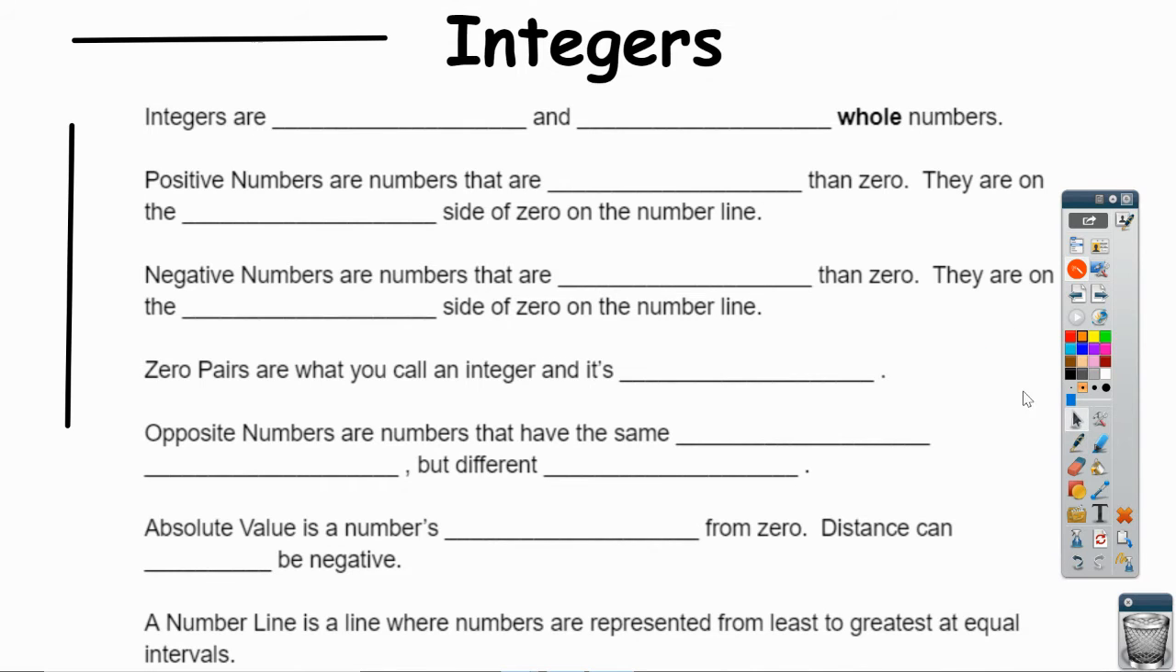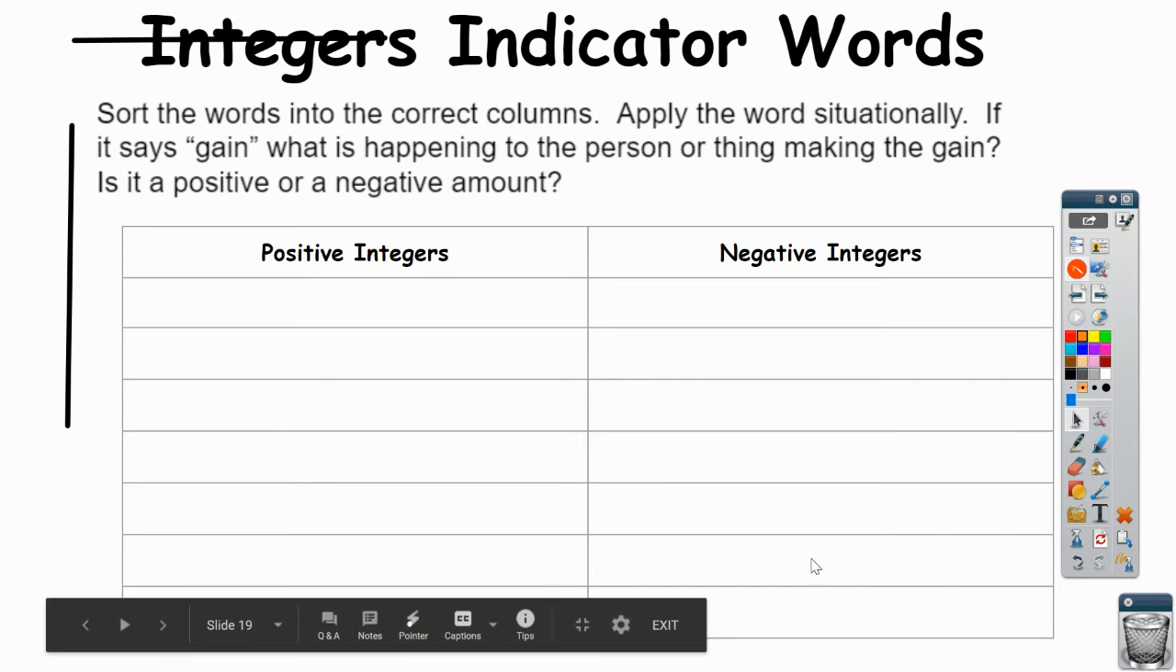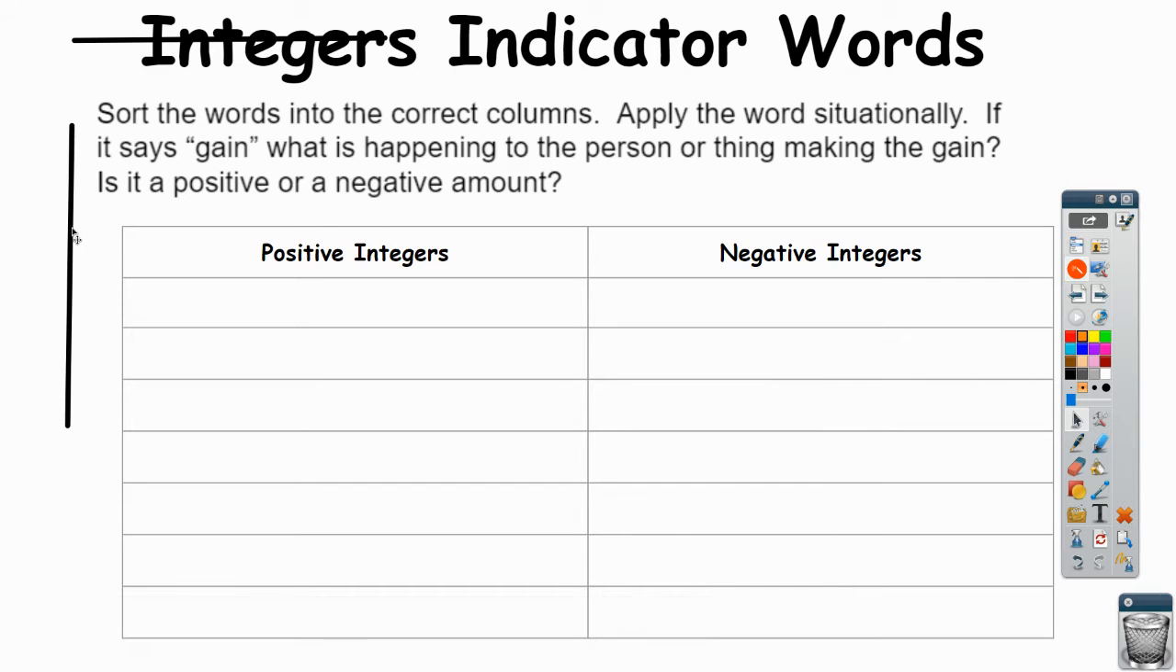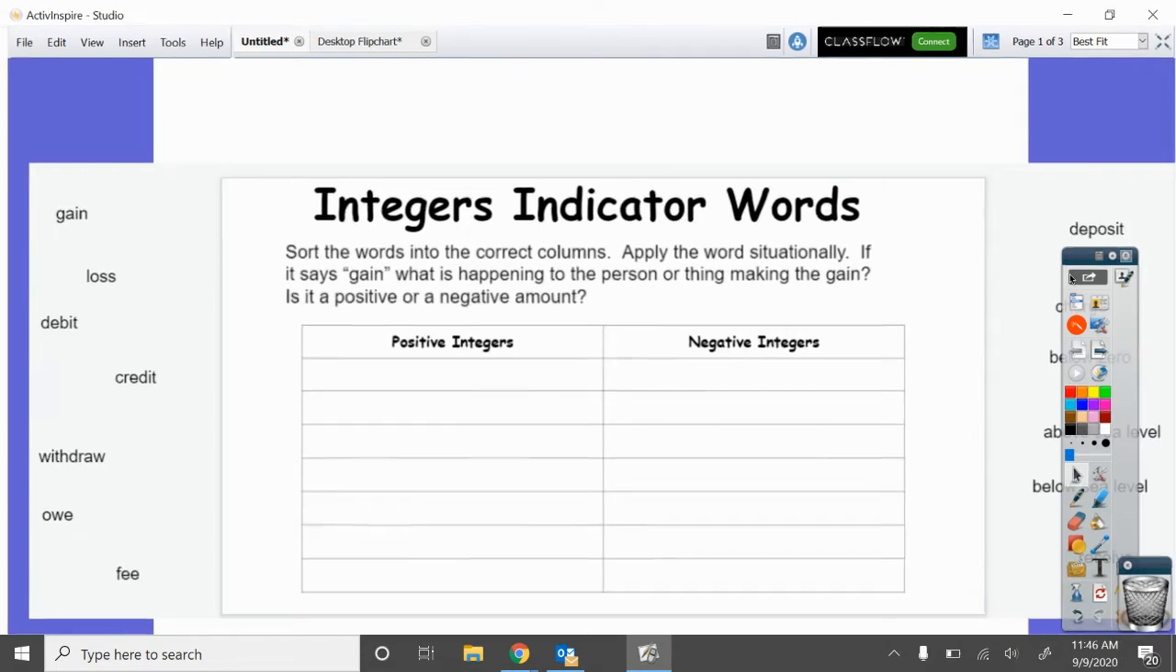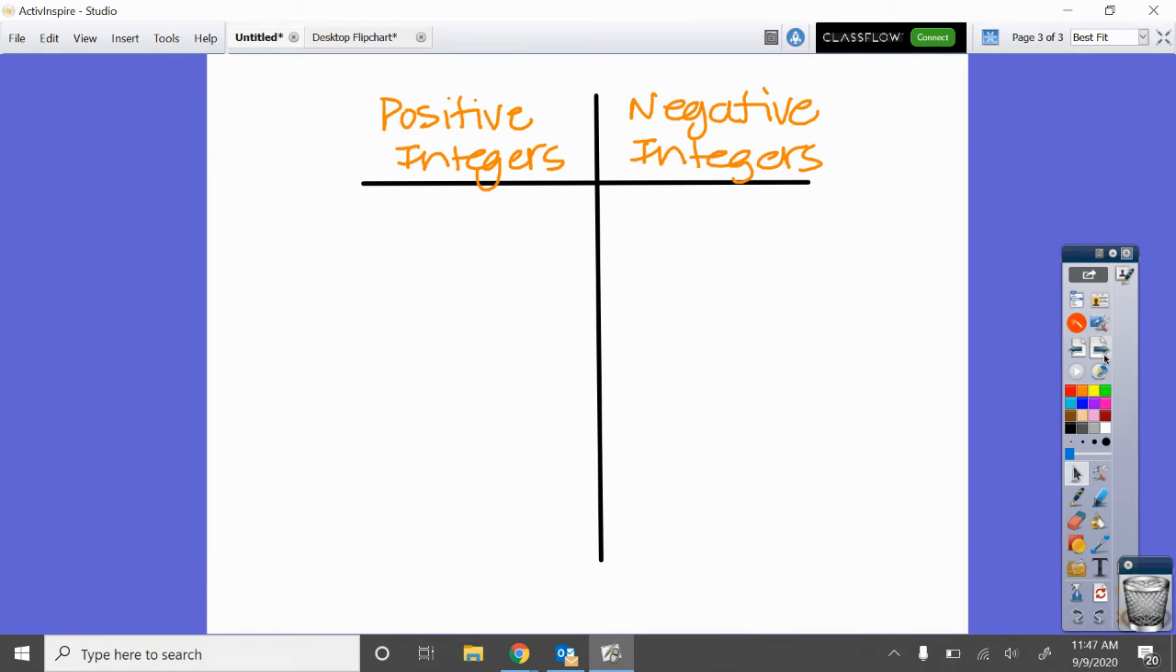Okay, so in the slideshow, the next thing we're going to look at is integer indicator words. Now, you do not have this slide in your digital notebook. So what I want you to do right now is go to your paper notebook, okay? And I want you to draw a table on that blank page. We left a blank page after the bank account exercise. I want you to draw this T-chart on that page, and I'm going to give you just a minute to do that, or you can pause the video if I don't give you enough time. But this is to be drawn on the blank page behind the bank account exercise.